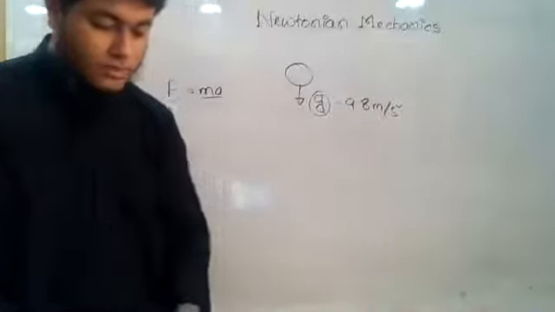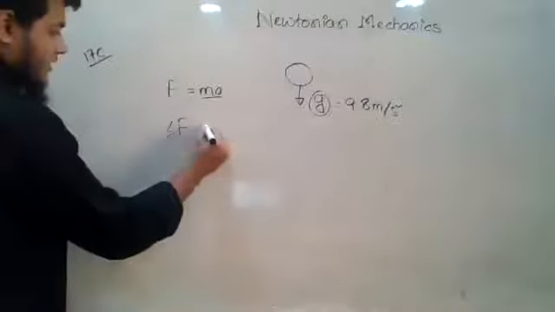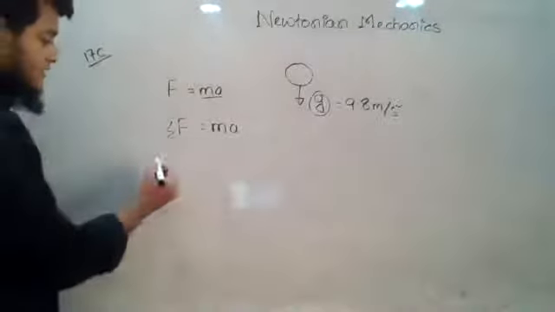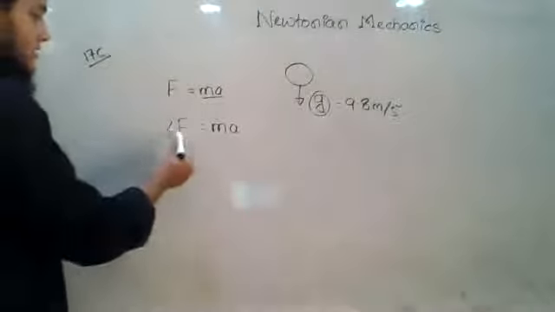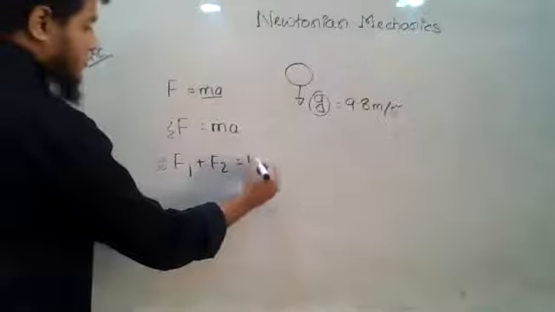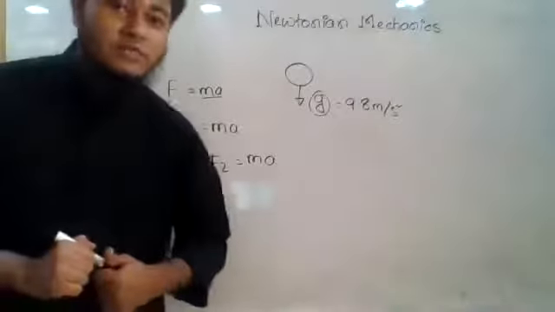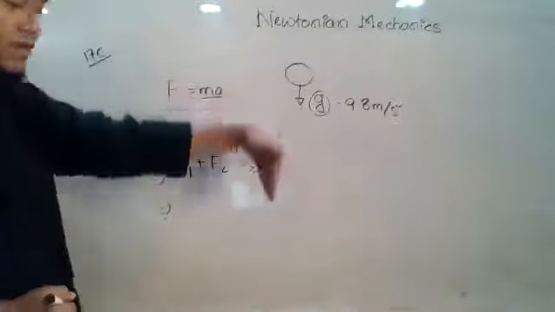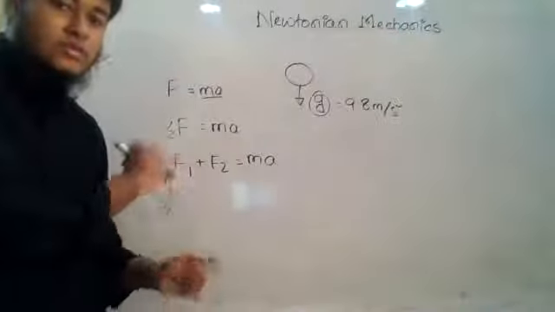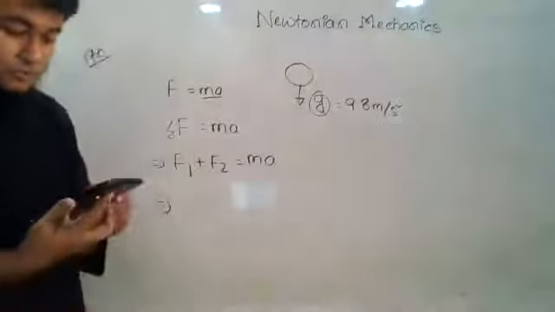Okay, so we write this equation: summation of F is equal to ma, and this a is the resultant acceleration. How can we get this? Let us say two forces are acting: F1 plus F2 is equal to ma. Now here you have to choose which direction you are considering positive. If you consider the downward direction positive, then whatever force is acting in the downward direction will be positive, and whatever force is acting in the upward direction will be considered negative.